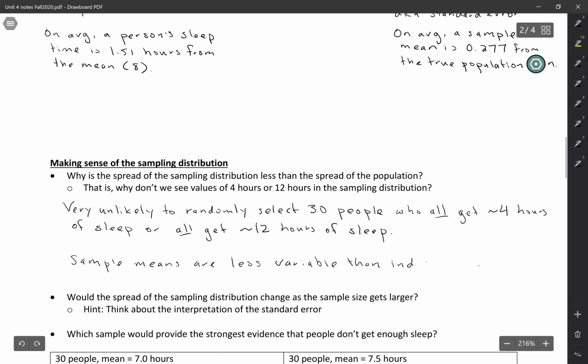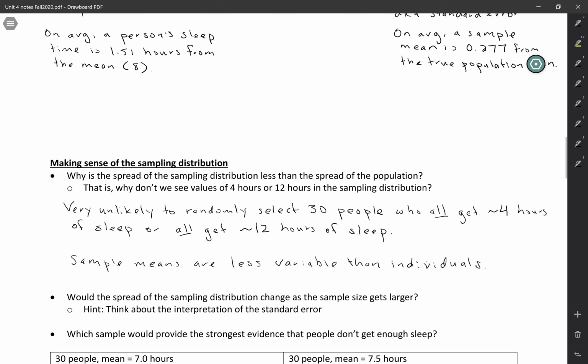So you may have individuals who are only getting 4 hours of sleep or 12 hours of sleep, but it would be very unusual to take a sample of size 30 and have everybody at those extremes. It's much more likely that you get some that are high and some that are low, and it kind of balances itself out. So you end up with sample means that are much closer to the center.